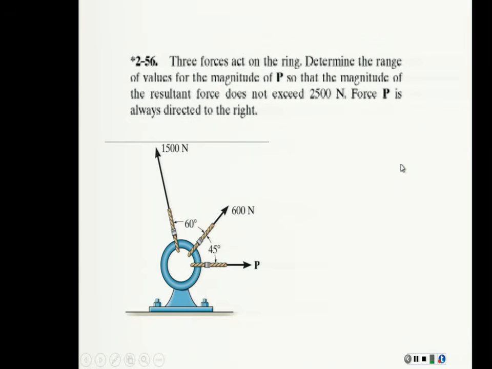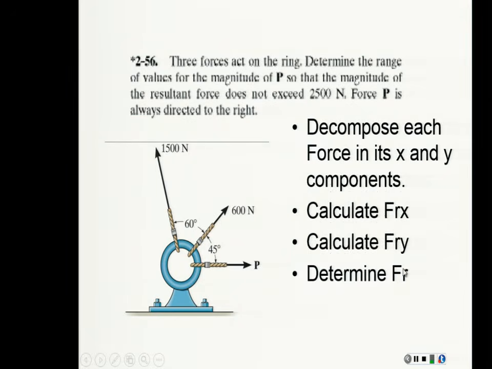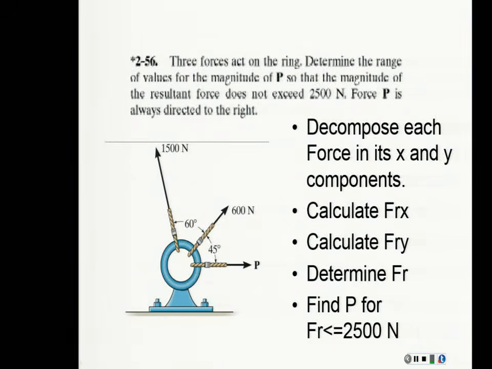So what we're going to do basically is decompose each one of the forces in x and y components, find the resultant force in x and y, find the resultant force, and find the force P such that this resultant force is smaller or equal than 2,500. That's it. I told you, basically every single problem in this chapter can be solved by using the same procedure. And remember, I say almost every single problem. So don't tell me you say that every problem you can. No, almost.